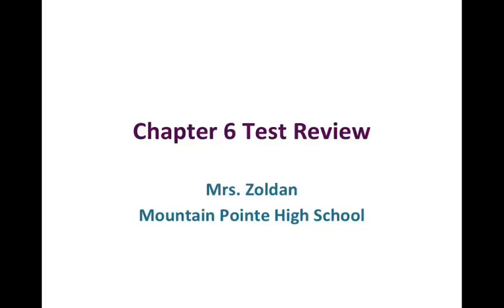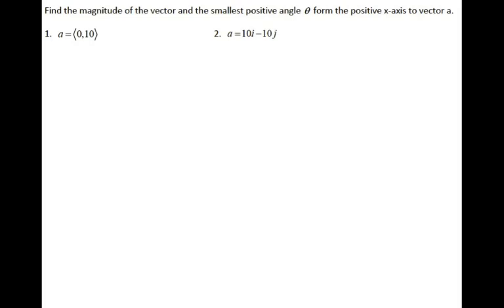Hi guys, here's your video going over the Chapter 6 test review, which covers vectors as well as complex numbers in trig form. So the first thing we want to do is find the magnitude of the vector and the smallest positive angle, that should say from the positive x-axis to vector A.